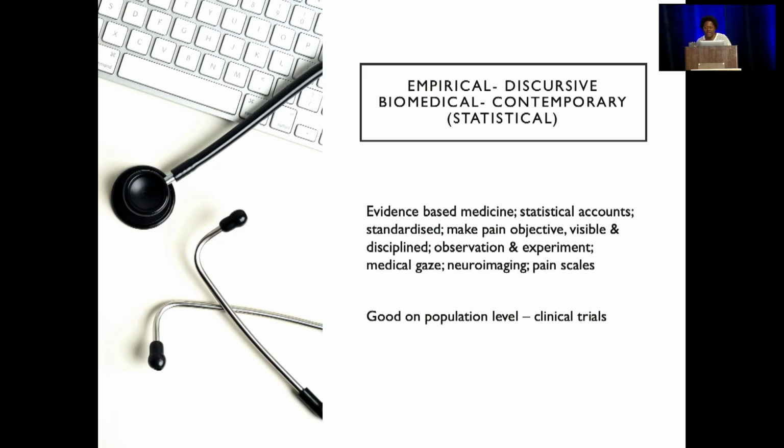Moving on. Graham then talks about another kind of pain that's out there in the data, and he called it the empirical discursive ontology. This is still within biomedical. It's still thinking biomedically, but we've moved on from some of the traditional notions. We are now modern, contemporary, and this is a statistical account of pain. We will be very familiar with this ontology and where it shows up in practice and in research: things like evidence-based medicine, statistical accounts of brain imaging, standardization, making pain objective, turning it into a number. It's visible, it is disciplined, it can be structured. We know pain in this way through observation and experiment.